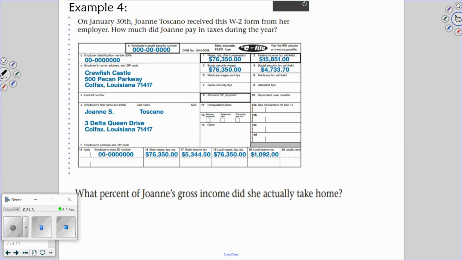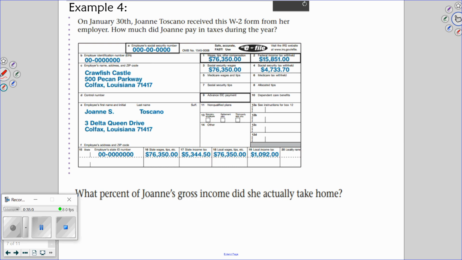So we're looking at how much did she pay in taxes. Looking through here, what all taxes do I need to look for? If you look, we have Social Security number up here. Your employer has a unique identification number with the government, which is always on there. Wages, tips, and other compensation. That's how much you're making for the year. Then you have Social Security wages.